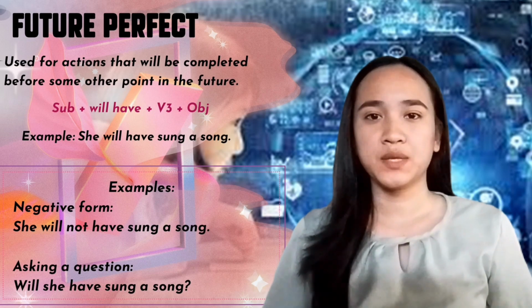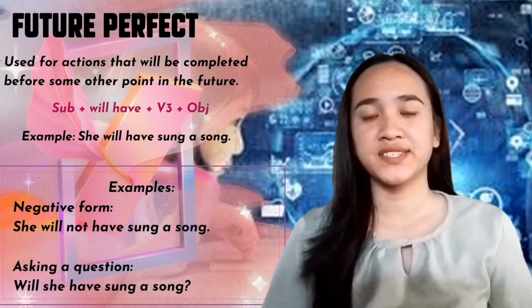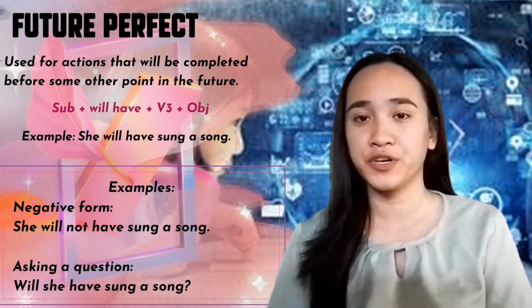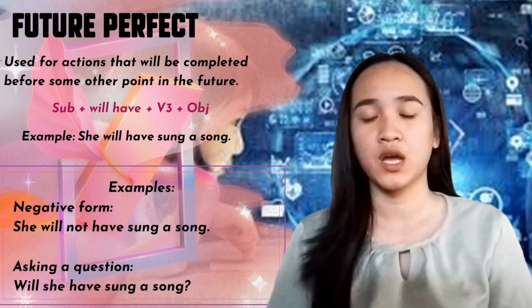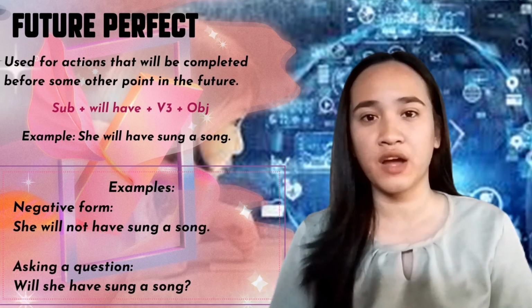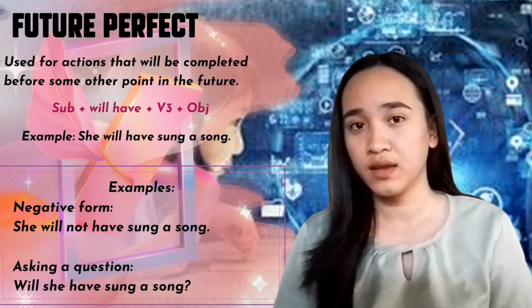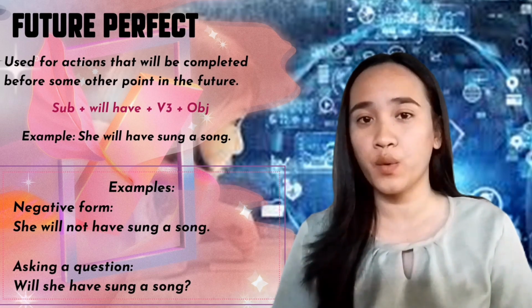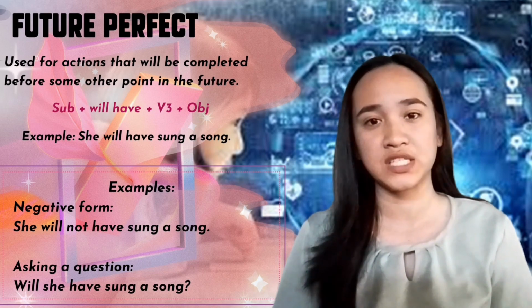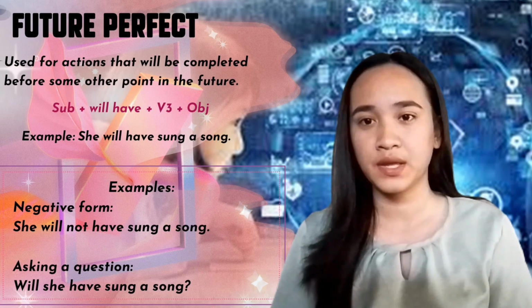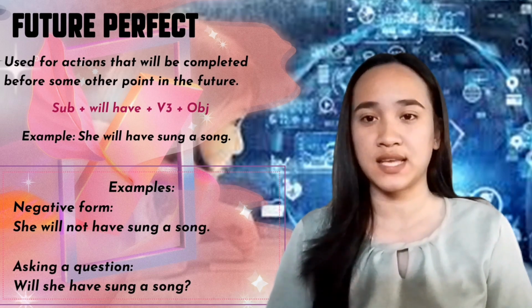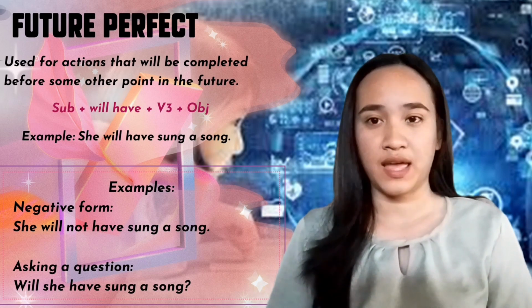For the question, we simply follow the pattern will plus subject plus have plus the verb in the past participle. For example: will her mother have come home before her birthday? Another one is: is she going to have finished her breakfast meal before 8 a.m.? And that's all for the two tenses under the future tense.